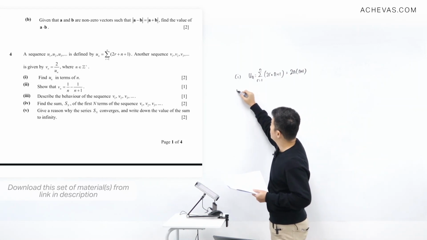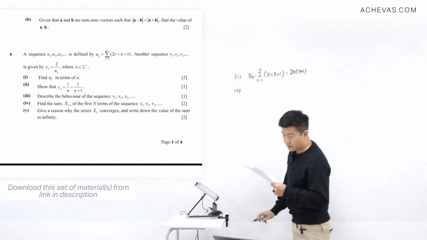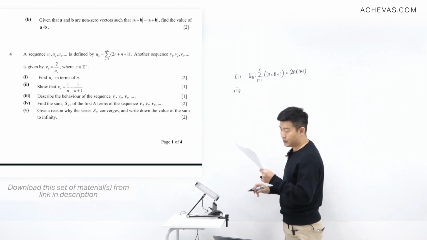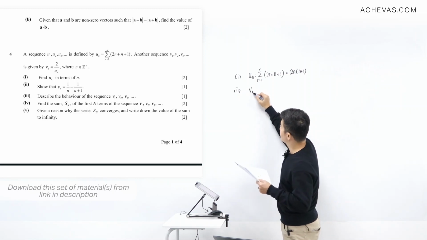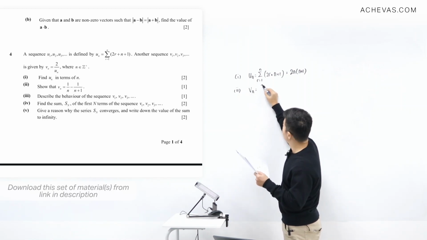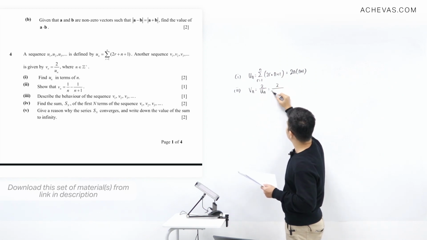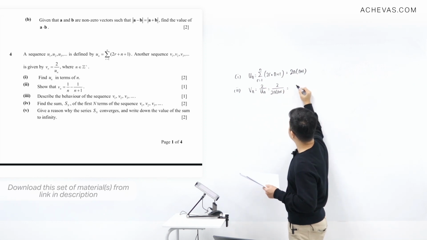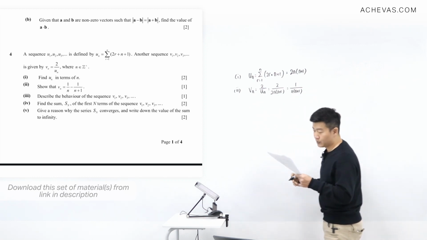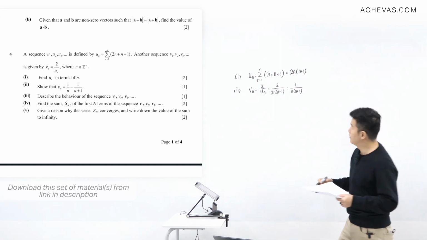So for part 2, we are supposed to show that Vn is that, right? And the question tells us that Vn is equal to 2 over Un, which means that it is going to be 2 over 2n(n+1). 2 can be cancelled. It is 1 over n(n+1). And we are going to carry out a partial fraction process.